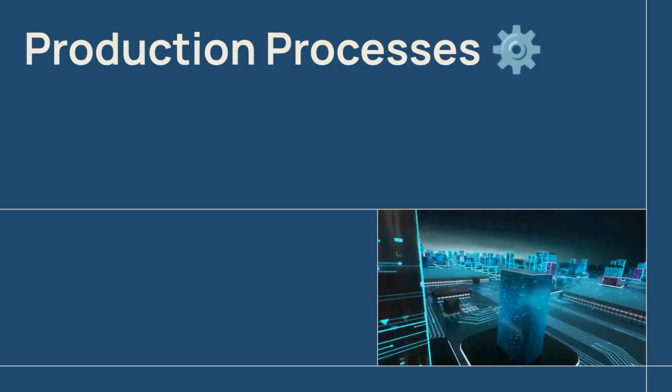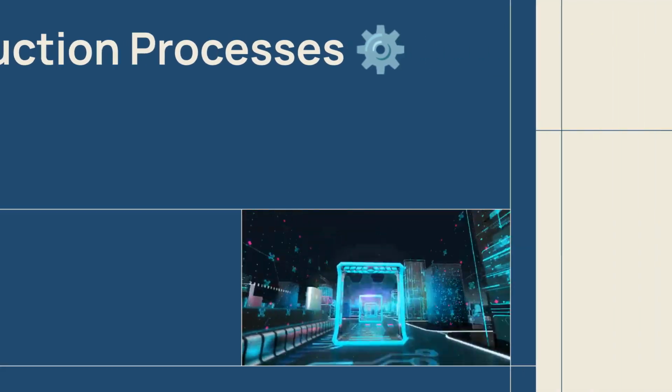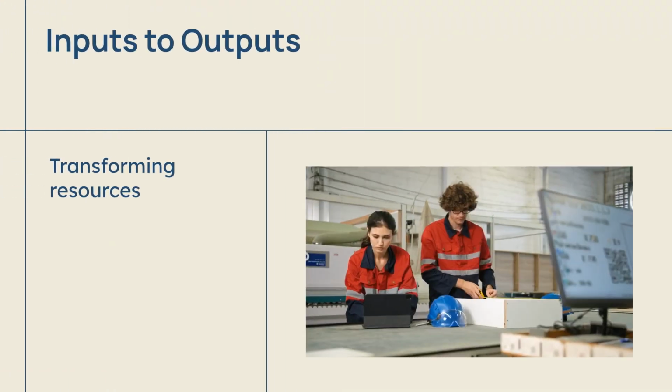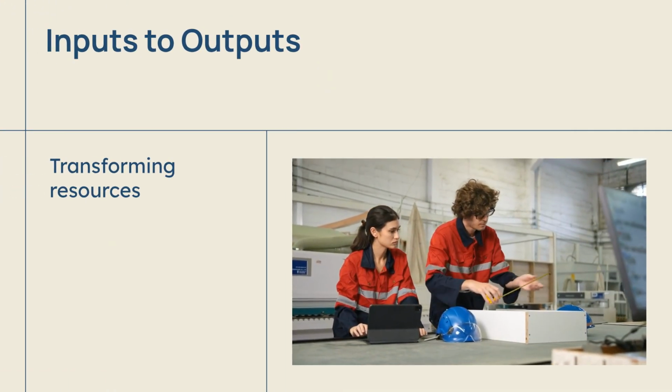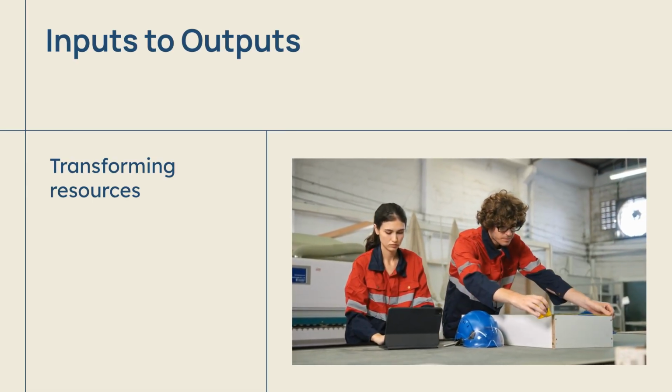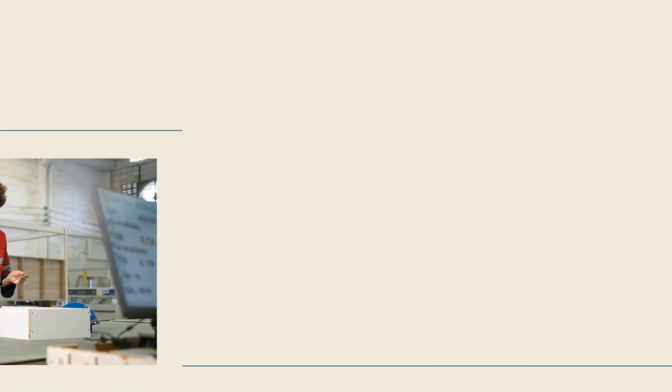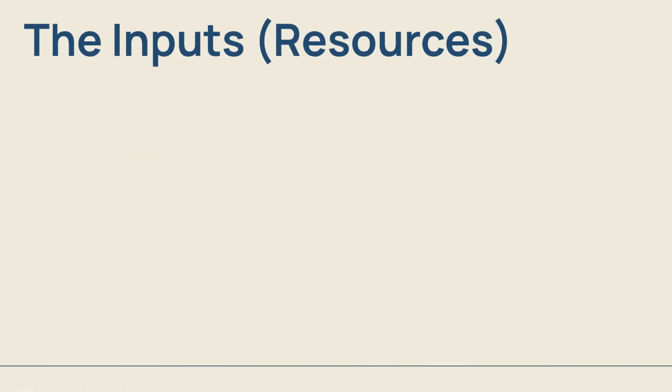This is all about how businesses transform inputs into outputs. Production processes are simply how a business transforms its inputs, which are resources, into outputs, which are the goods and services it provides. Every business needs resources, and these are categorized into 4 key types.